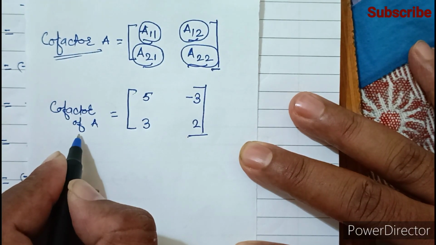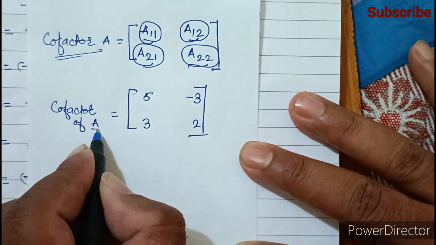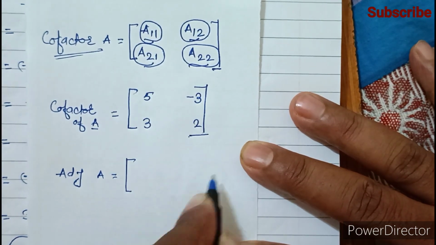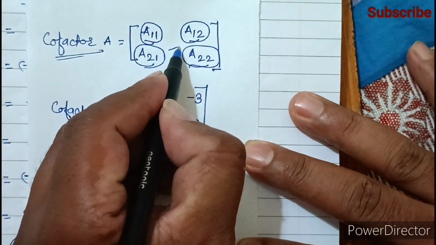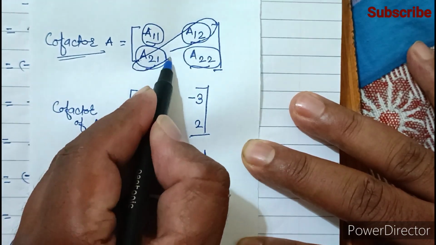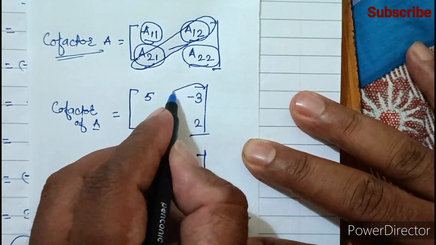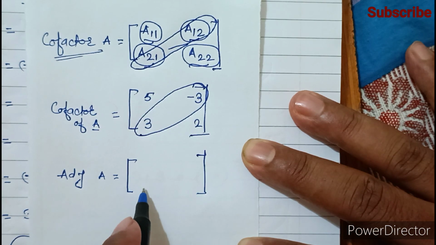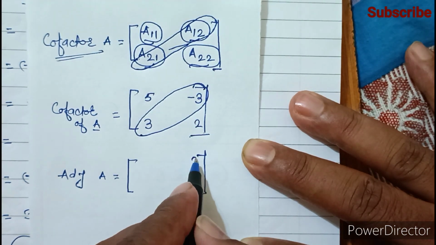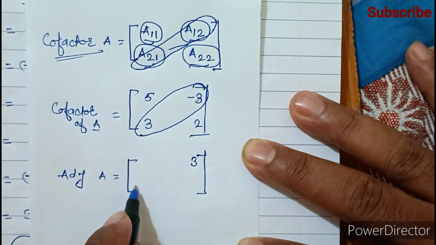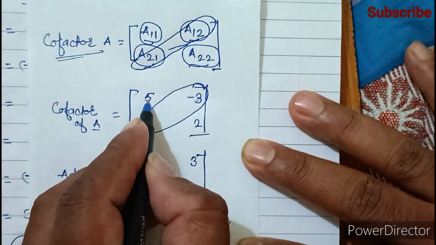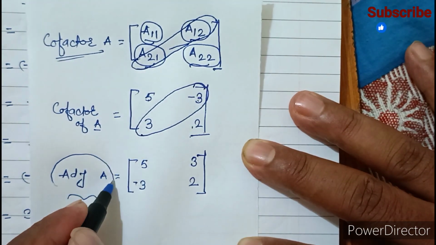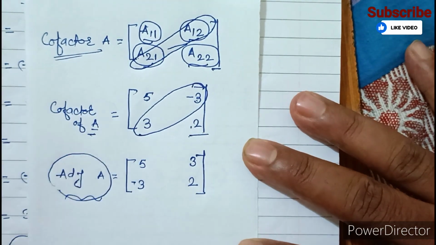Now we have to find the adjoint of this A, that is adj A. We can find the adj A by interchanging the A12 and A21 values, that is, by interchanging minus 3 and 3 we get the adjoint of A. Let us interchange first. Here will be 3 and this minus 3 will shift to this position, and 5 and 2 will remain as they are. In this way we will get the adjoint of the matrix A.